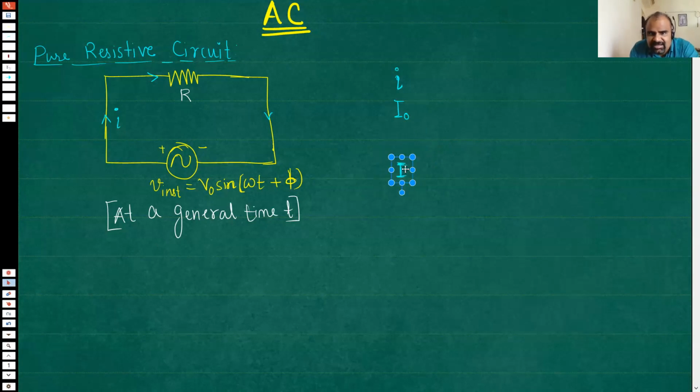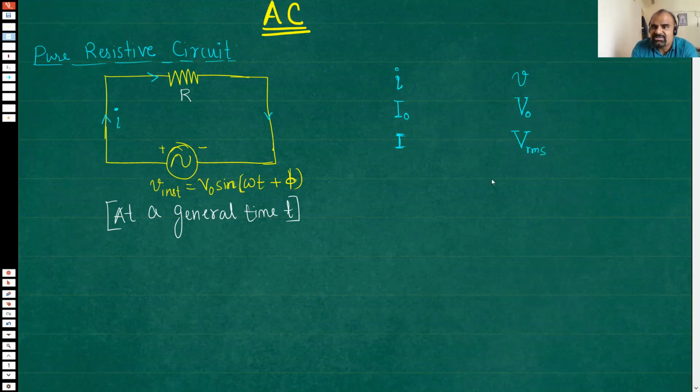So there are 3 types of currents. Instead of 4 types, we'll say 3 types now: instantaneous, peak, and RMS. Similarly, there are 3 types of voltages: instantaneous, which is written with the small letter v. Here, if you wish, you can write inst, but even if you don't write inst, a small letter v automatically means instantaneous voltage. Then there is the peak voltage, and then there is the RMS voltage. RMS is so important that we don't even write RMS. We simply write capital V.